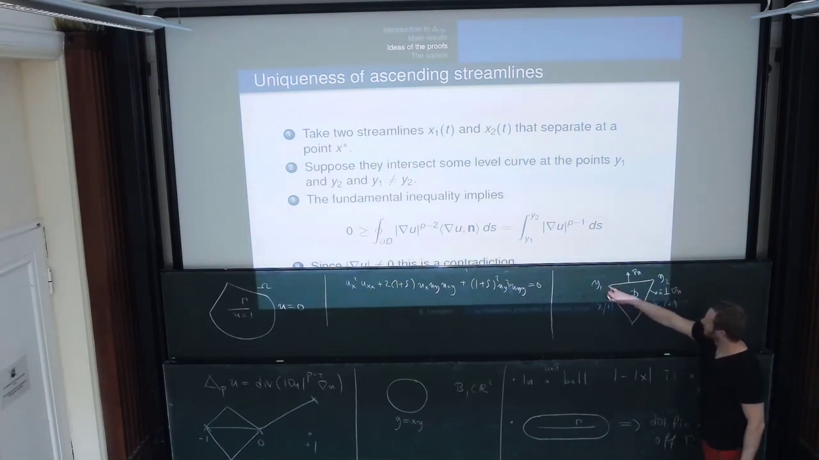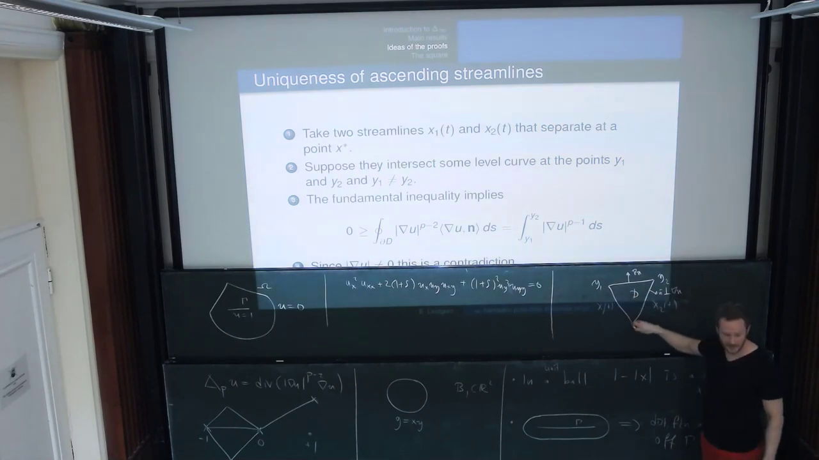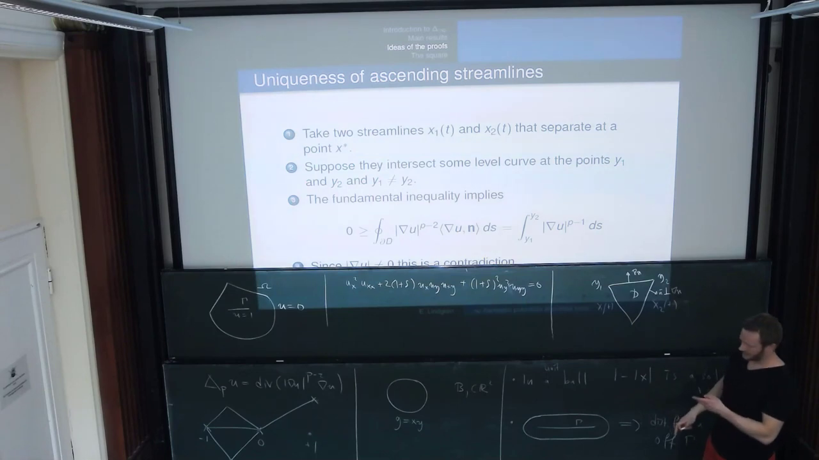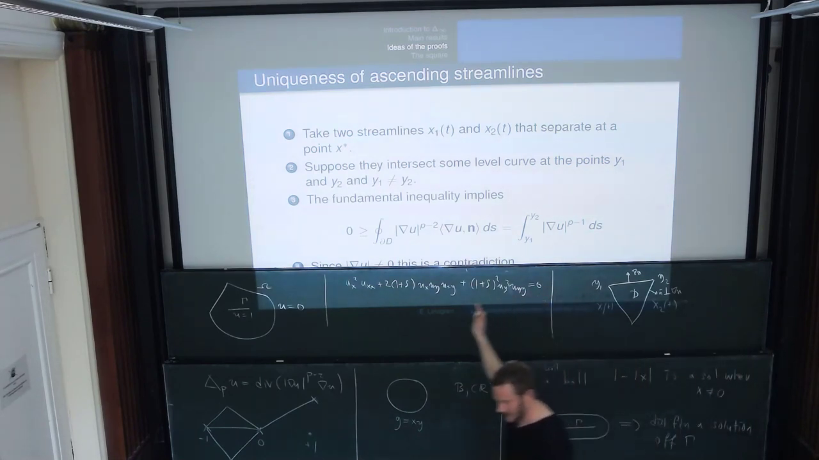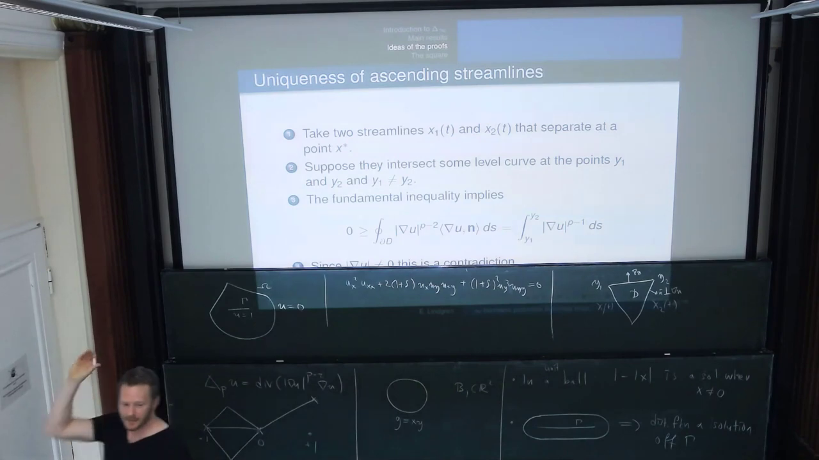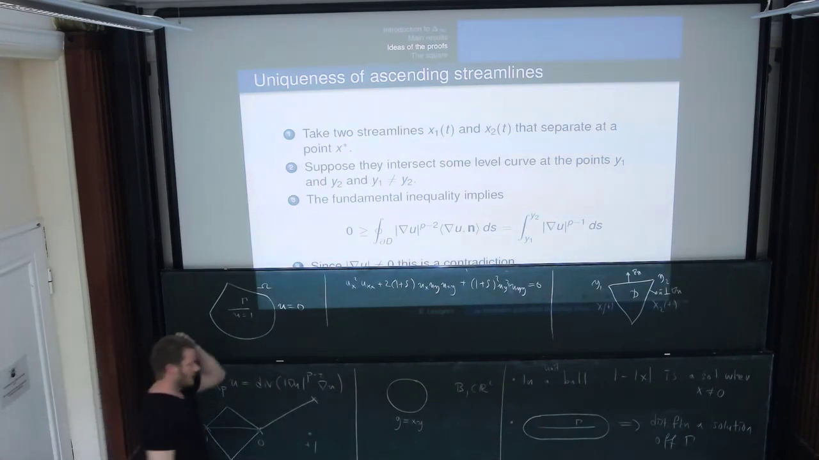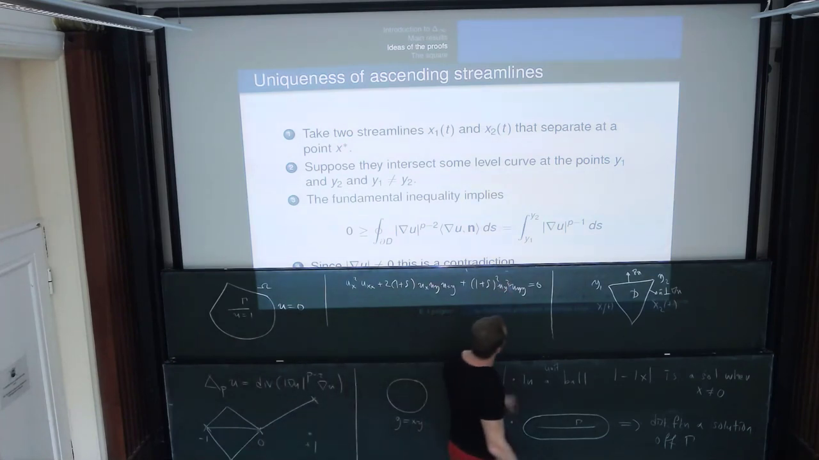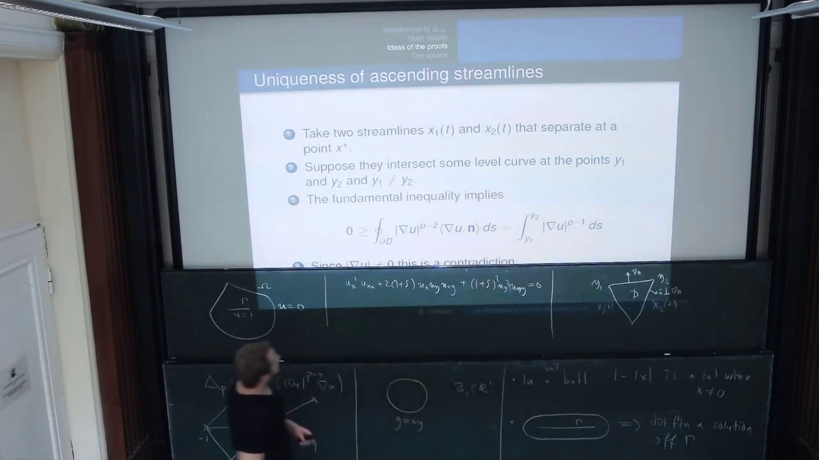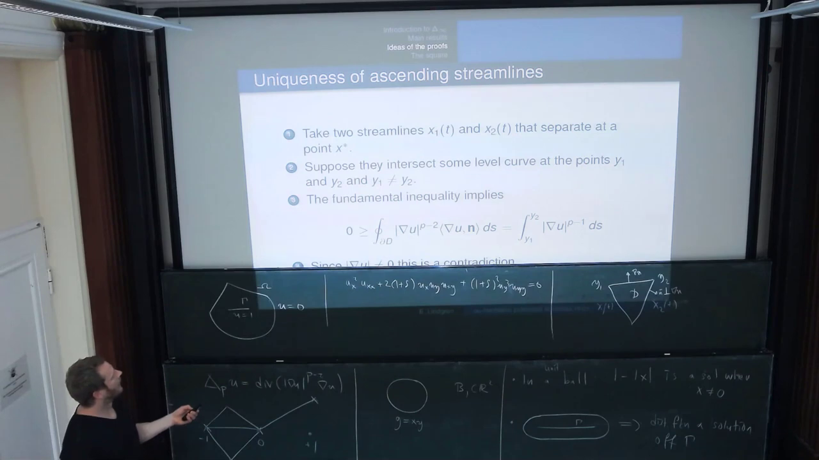So the integral here and the integral here will be zero. So what is left is just the integral over here. But we have a sign. So this means that this is in fact zero. And I had it on a slide, but I didn't emphasize it. But we know that the gradient is always non-zero in this setting. So this is a contradiction. So we know that this, in fact, cannot happen due to this.